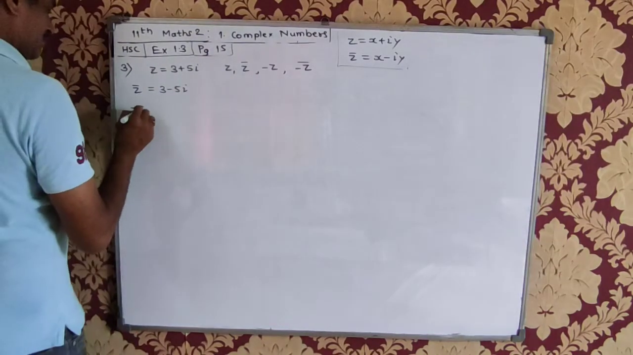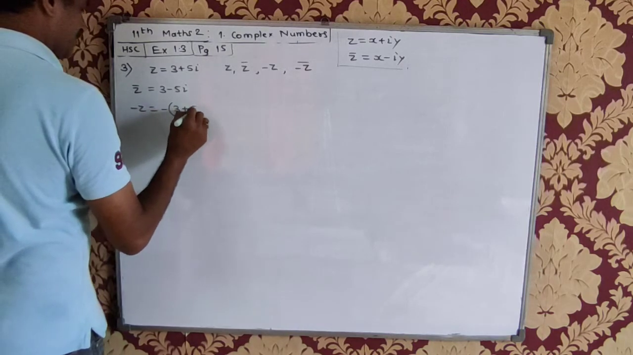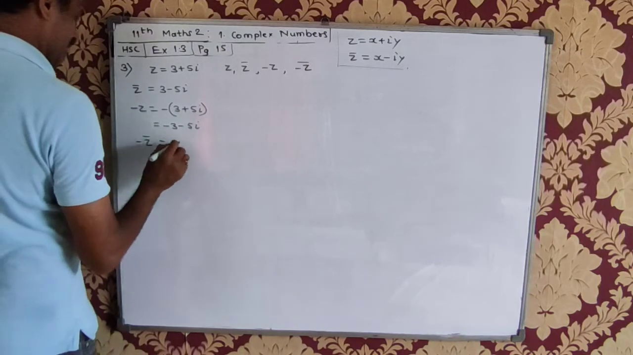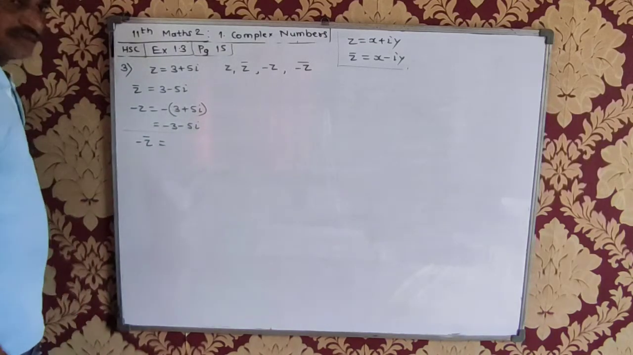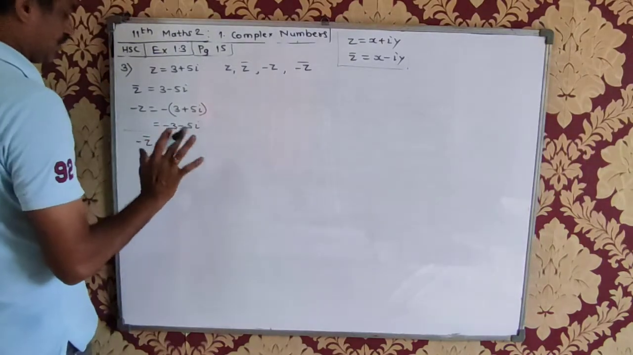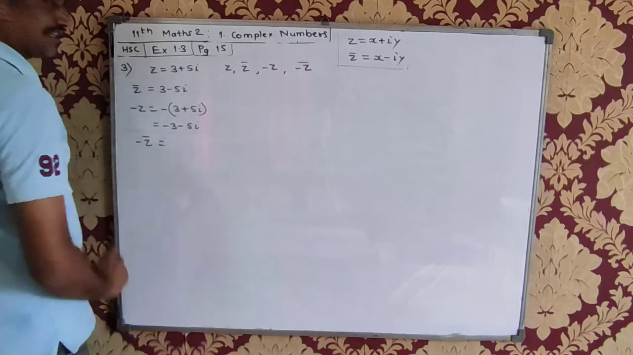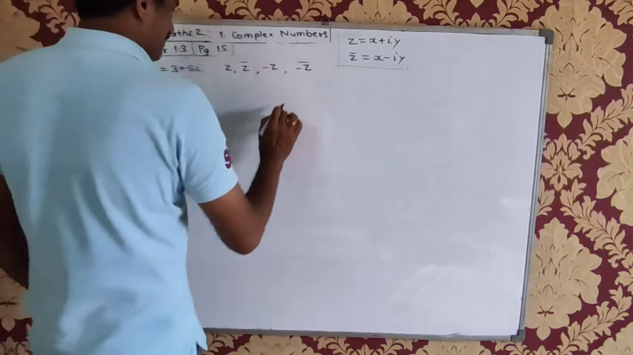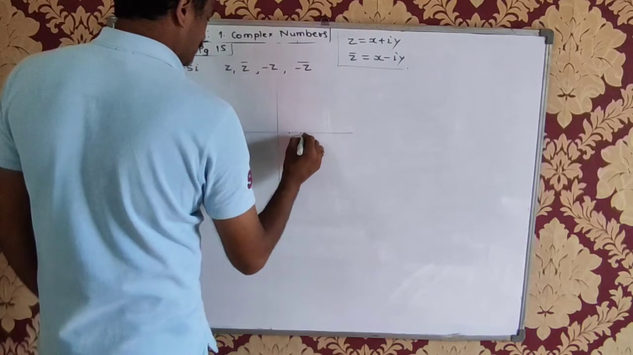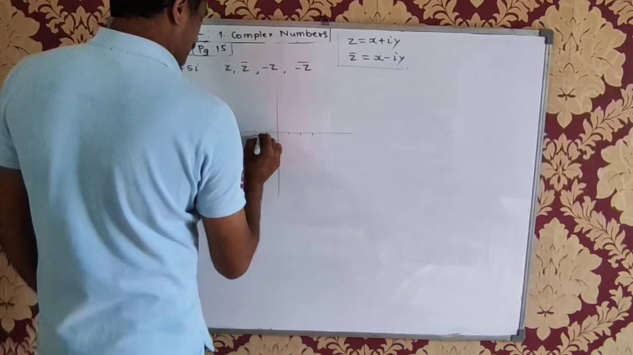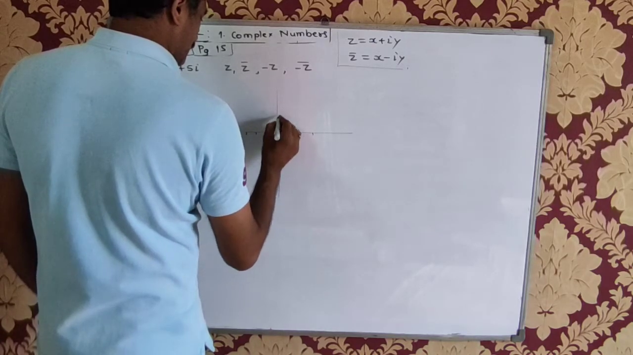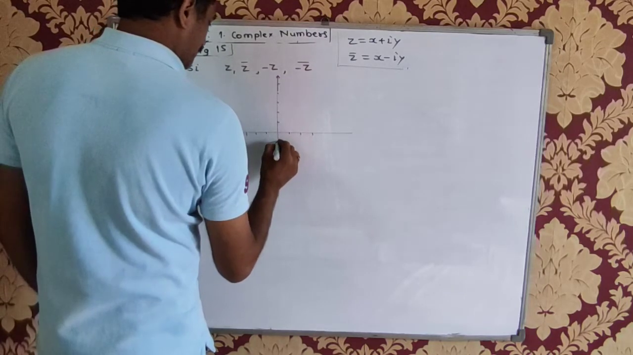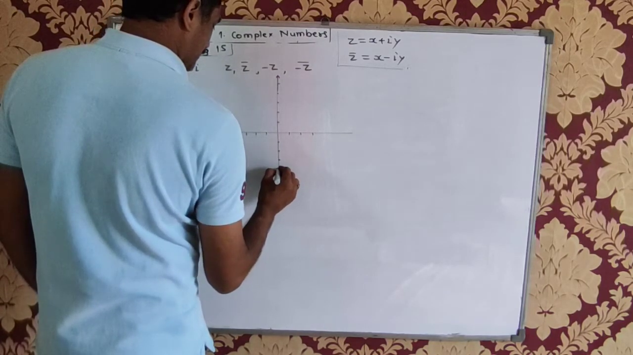Now what will minus z be? Minus of 3 plus 5i means minus 3 minus 5i. And what will minus z bar be? It is the conjugate, so in the conjugate only the sign of the imaginary part changes: minus 3 plus 5i. So if I want to represent it on the Argand diagram, 1, 2, 3, 1, 2, 3, 4, 5, 1, 2, 3, 4, 5.